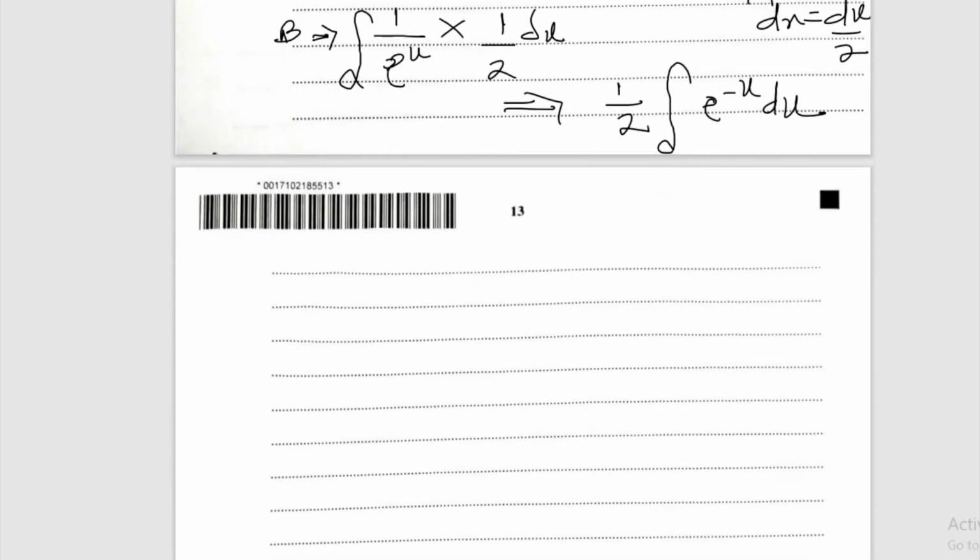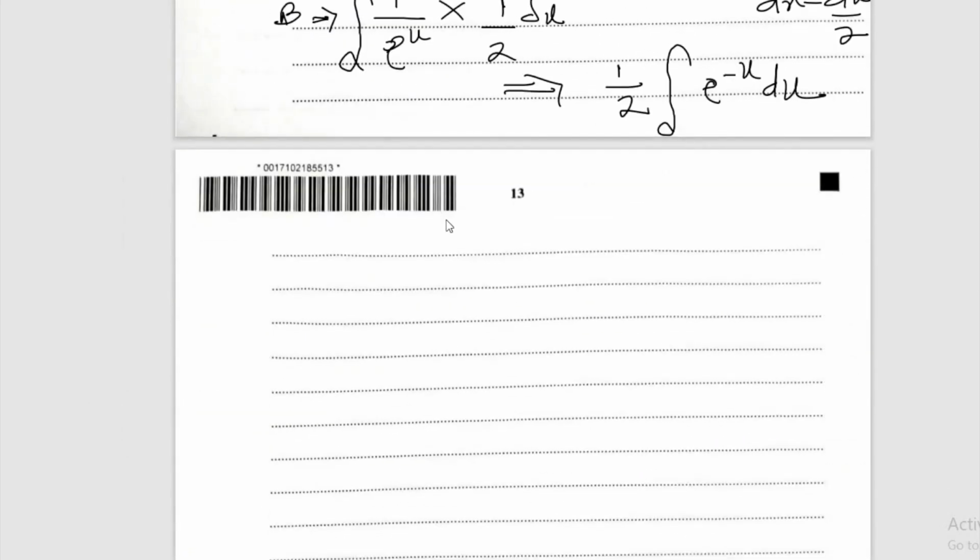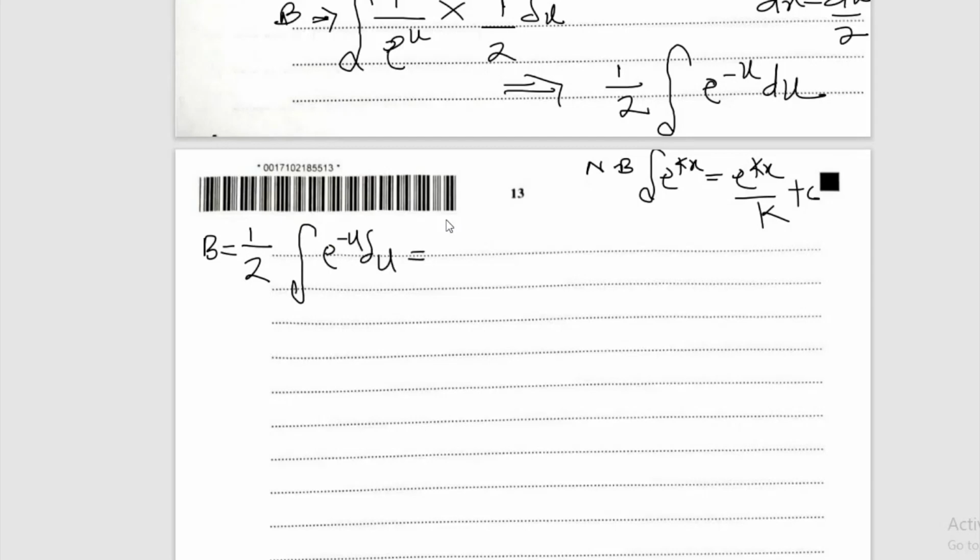So I'm very sure you're familiar with this: the integral of e raised to the power kx is e raised to the power kx over k plus c. So hence, the integral of our b, half integral e raised to the power minus u du, will be half e raised to the power minus u over minus 1, plus the constant.